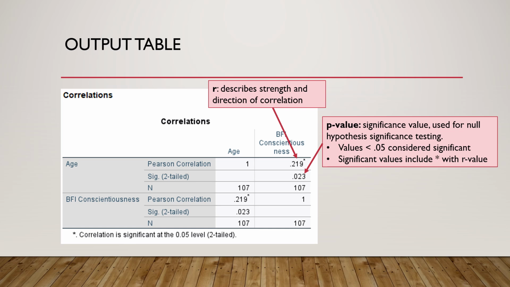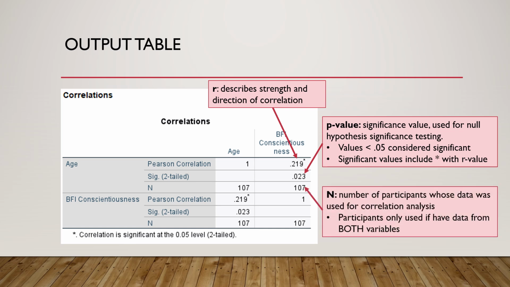So here we have a 0.023, which is less than 0.05. So that 0.219 R value is flagged with the asterisk for significant correlation. We then have our N value. This is the number of participants whose data was used for the analysis. Participants are only used in the analysis if they had data from both variables.